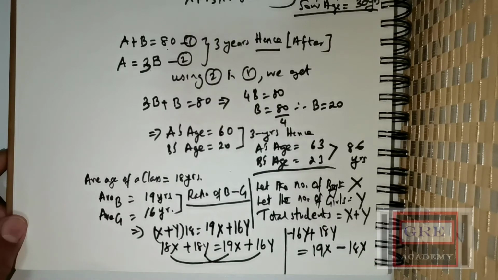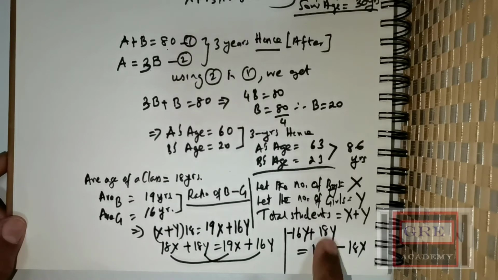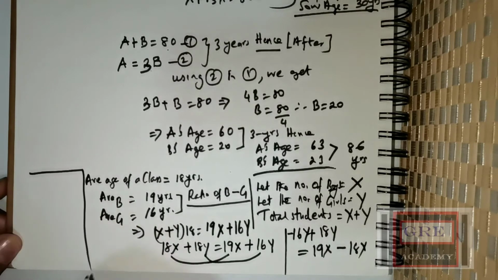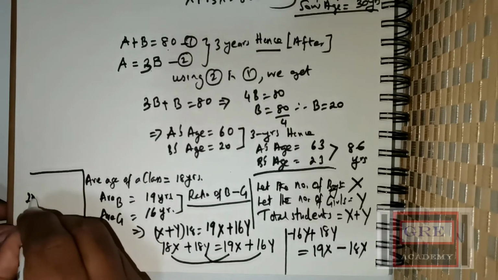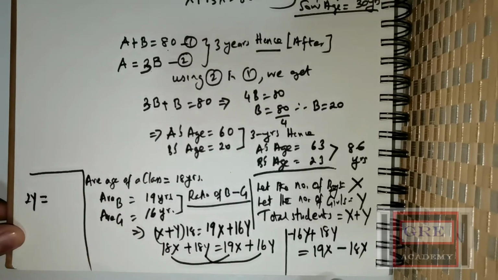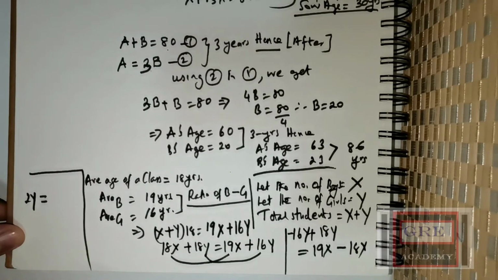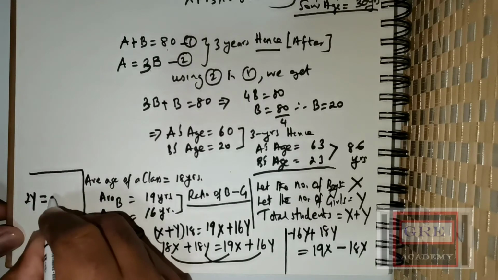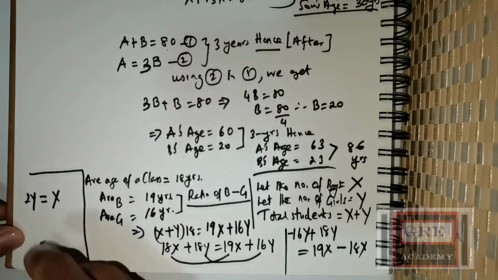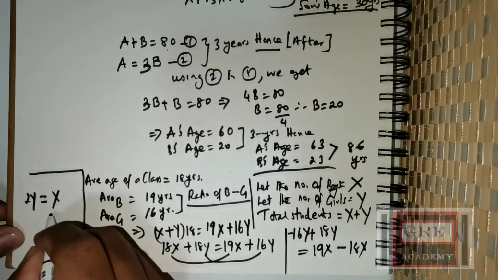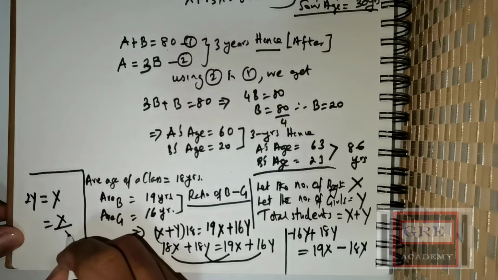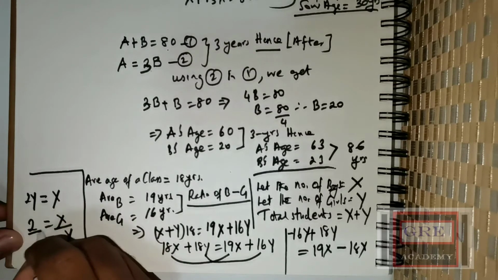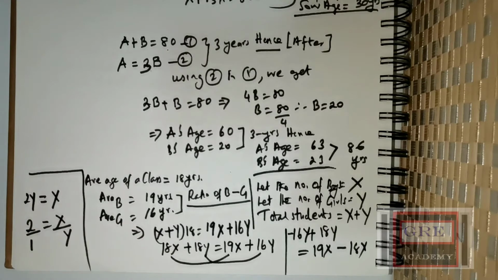Okay, now negative 16Y added with 18Y, I'm going to use this space here. So this is going to be 2Y is equal to, and 19X negative 18X, that's going to be just X. So the ratio of X over Y, that is X divided by Y, is going to be 2:1. Okay, so this is what we have got.